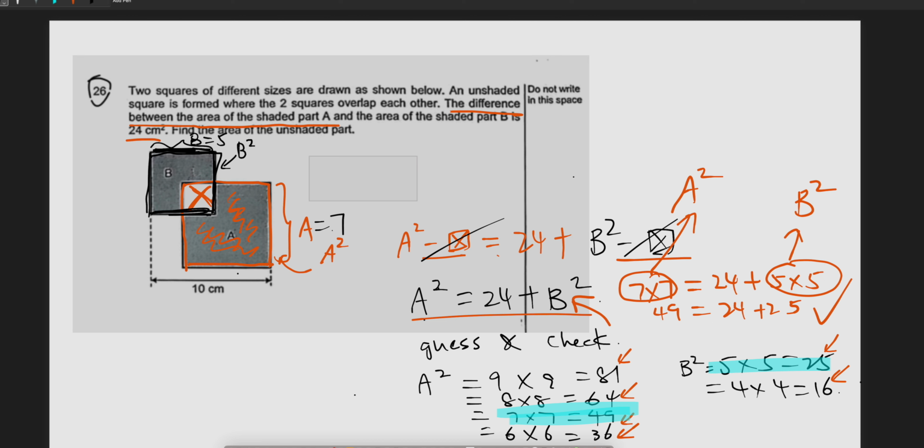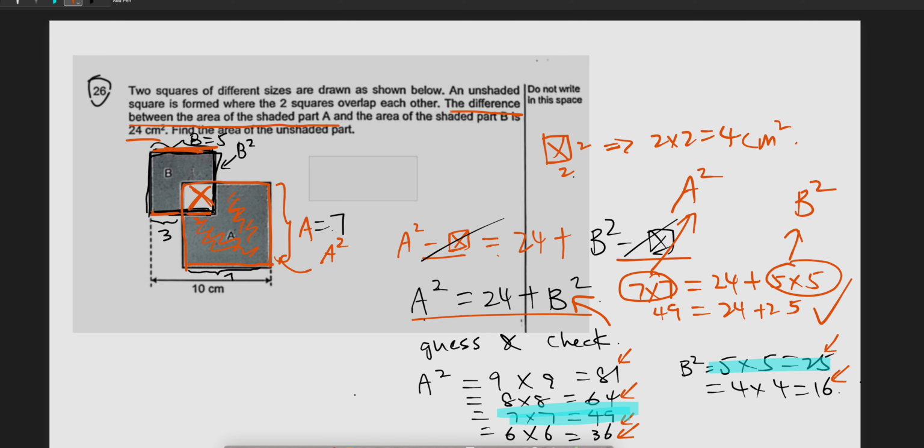Alright, so if you have A equals 7, I think it's pretty easy, because A equals 7, that means this is 7 as well. Then therefore this is 3, right? So if this is 3, and this thing is 5, then that means this one is 2. So therefore this unshaded square is 2 and 2 for the sides. Then the area will be 2 times 2, which is 4. No, 2 square is equal to 4 cm square.